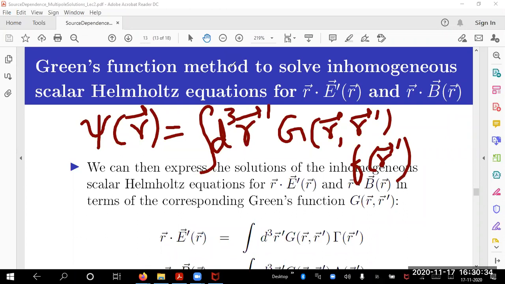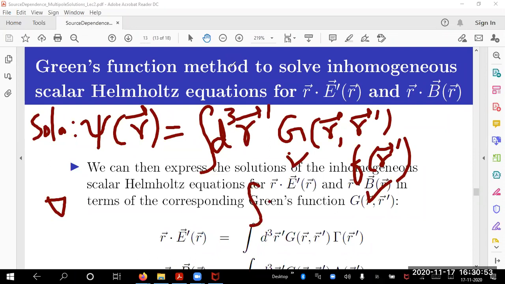Do you remember this? Last time, last class. Now if you apply, this is the solution in terms of Green's function. This is known, f of r prime is known. Put r prime in place of r, that is fine. Integrate it. Then what you get is, r prime is gone.